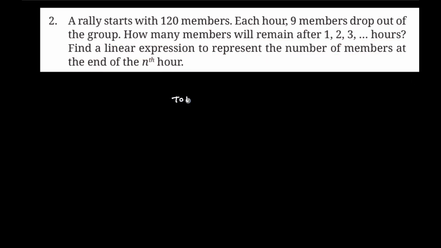So the total number of members is 120. At the end of each hour, 9 members drop out. So at the end of 1 hour, 120 minus 1 into 9. At the end of 1 hour, this number of members dropped out. At the end of 2 hours, 120 minus 2 into 9. At the end of 3 hours, 120 minus 3 into 9. Similarly, we can generalize this.